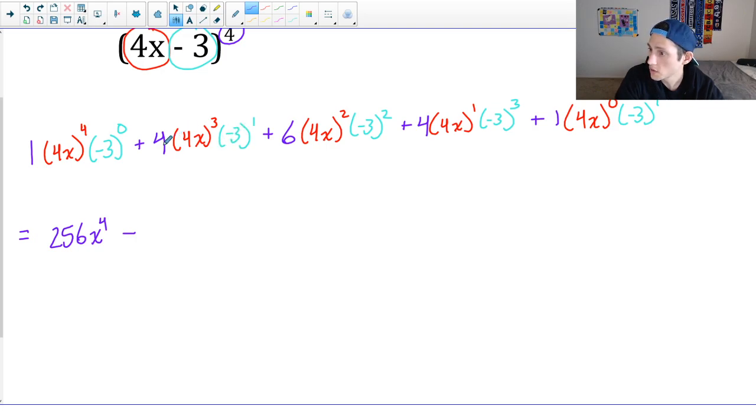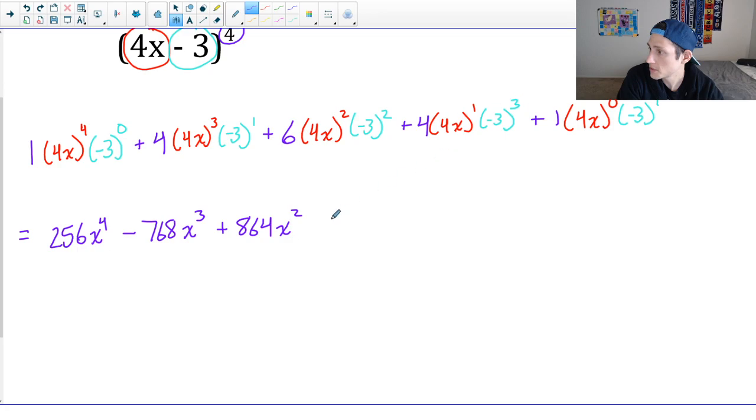3 times 4 is 12. 12 times 4 cubed is 768, x cubed. Negative 3 is being squared, so that will make this positive. So positive 9. 9 times 6 is 54, times 4 squared, so 54 times 16 is 864x squared.